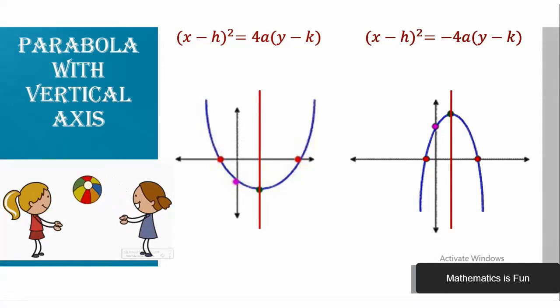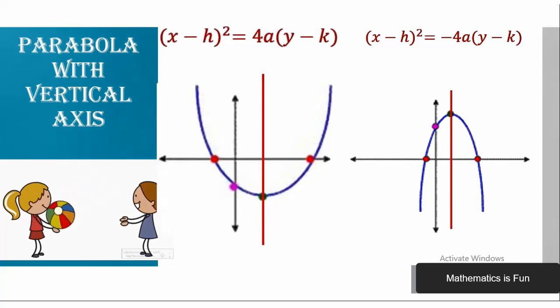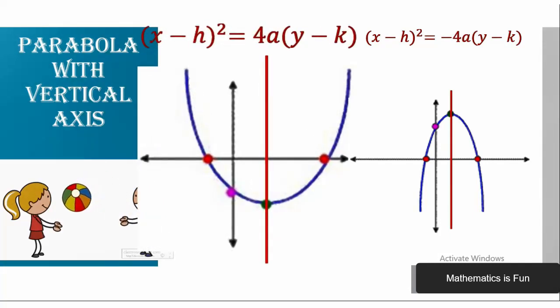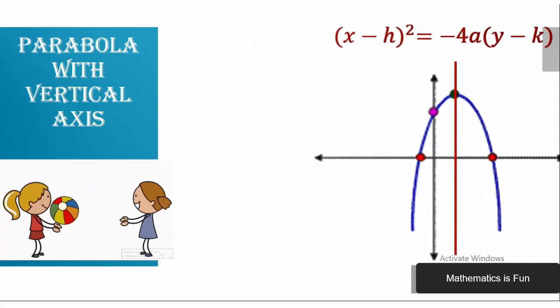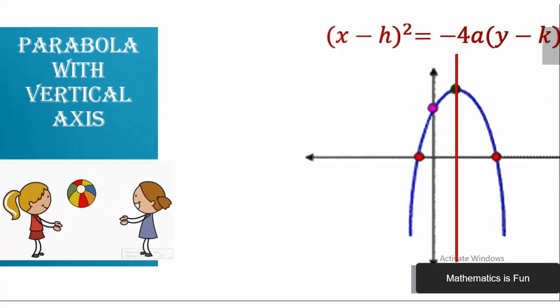Let's have a look at the parabolas with a vertical axis of symmetry. Here you can see in both equations the quadratic term is x and the linear term is y. Here the parabola opens upward, and in its equation there is a positive sign with the linear part. This parabola opens downward, and in the equation there is a negative sign with the linear part.